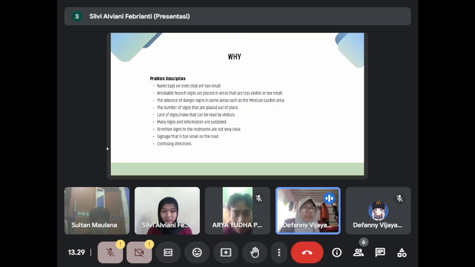There are name tags, inapplicable brand signs, the instance of danger signs, the number of signs, lack of signs, too many signs, direction signs, signage that is too small, and confusing directions. Next, please.